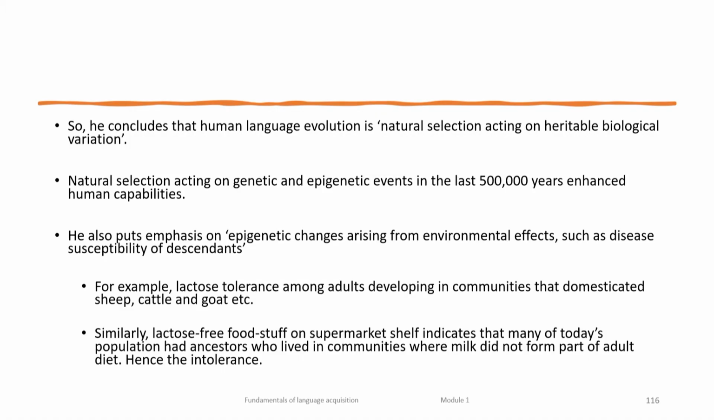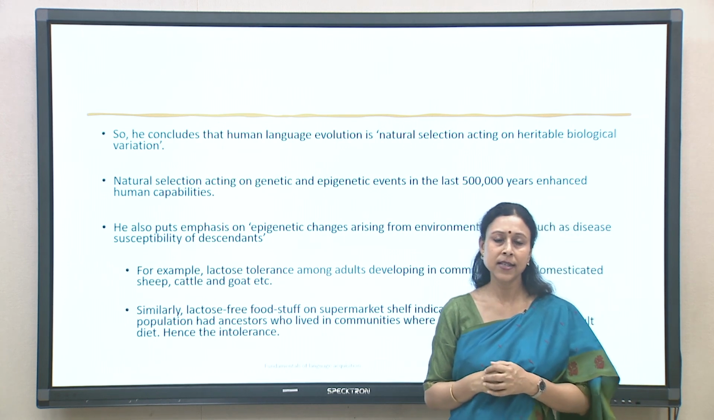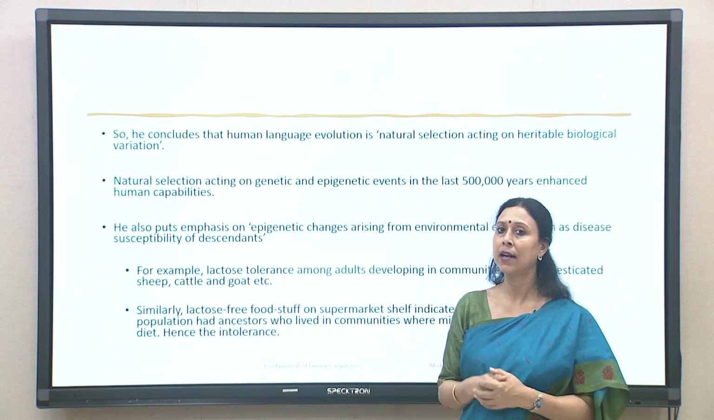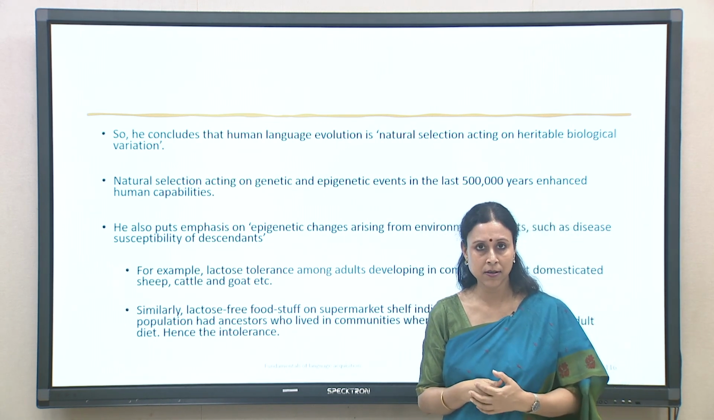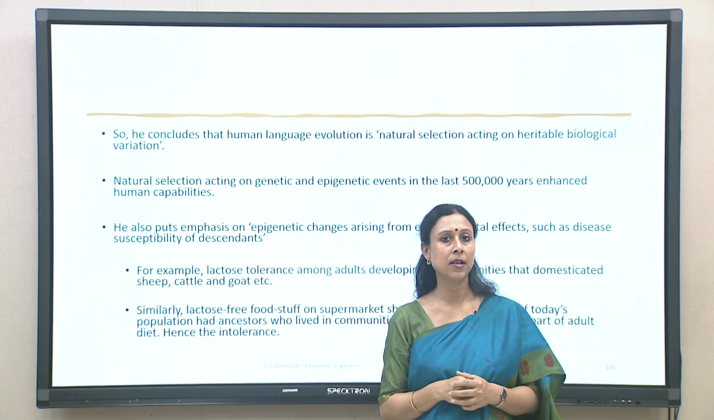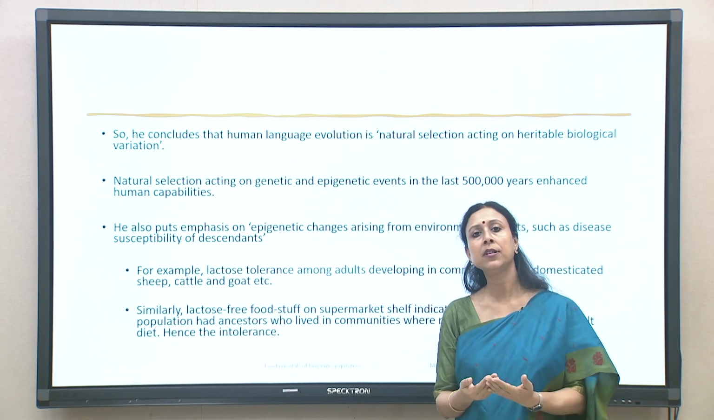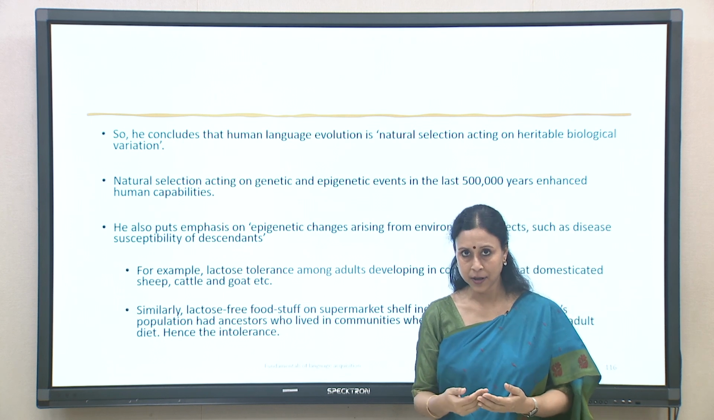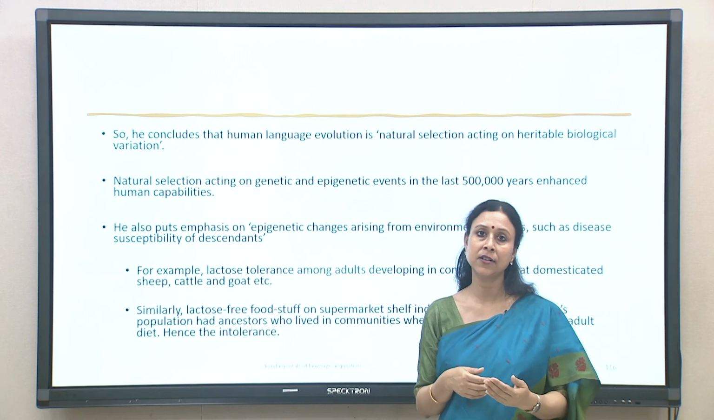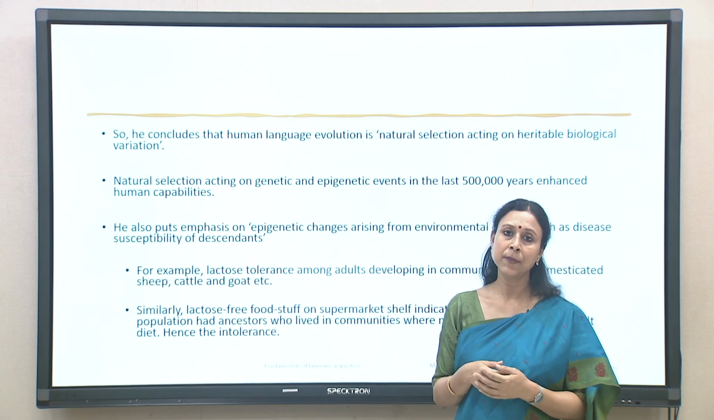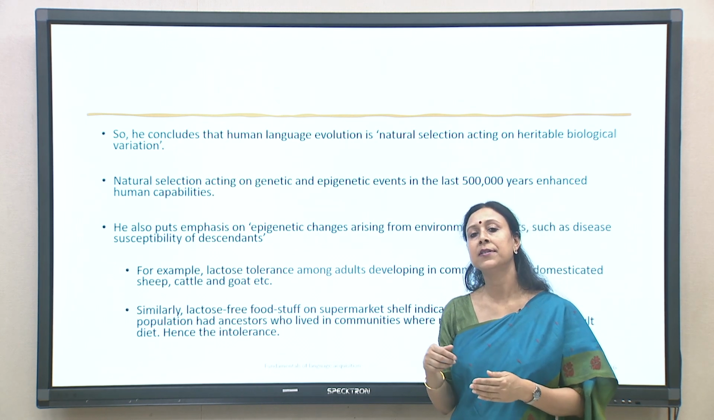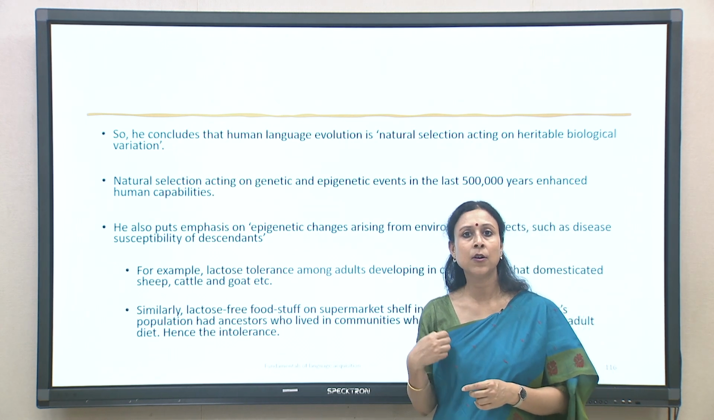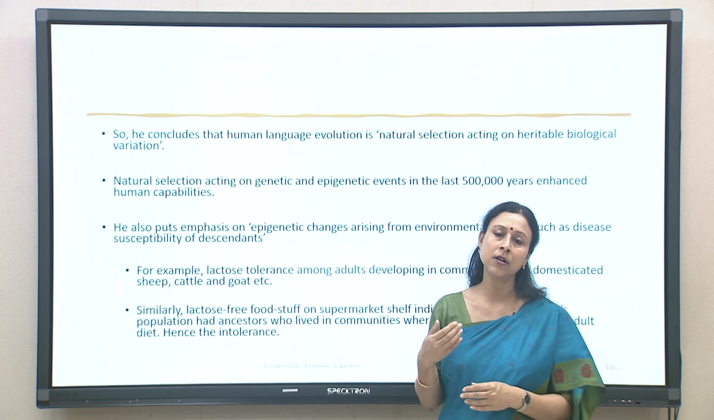Natural selection acting on genetic and epigenetic events in the last 500,000 years enhanced human capacities. So, it is not only genetics, but also epigenetics. What is epigenetics? Epigenetics is the environment in which we find ourselves. There is an idea called the ecological brain. So, the environment within which the child develops, the environment meaning both the natural and the cultural environment. Depending on that, over a period of time, certain kinds of traits become your genetic or inherent trait.